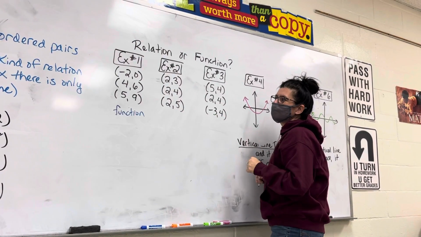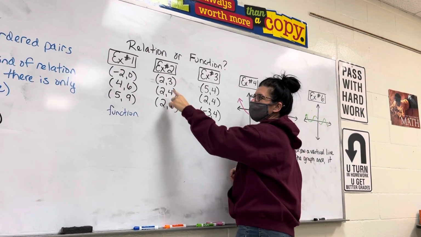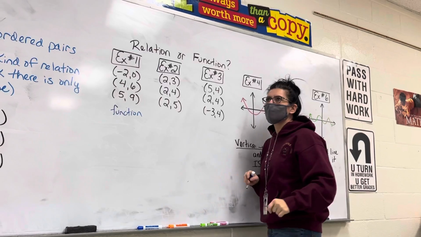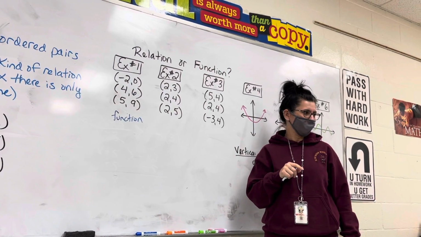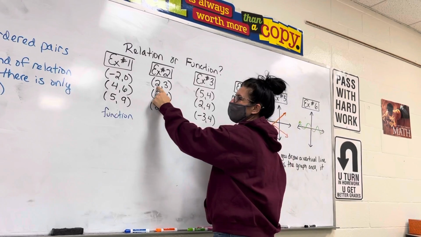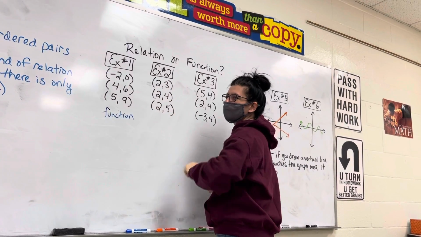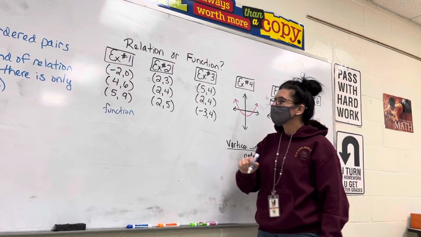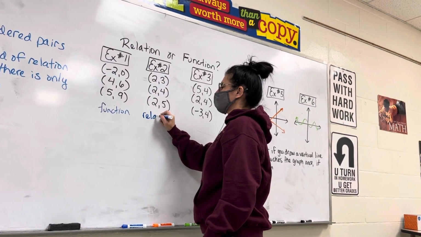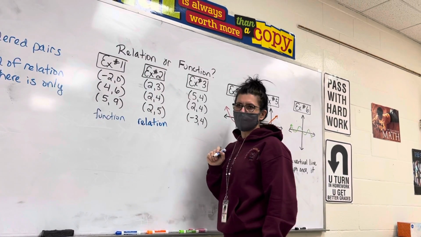Example 2. So let's look at our x's. For an x of 2, how many choices do I have for my y's? 3. You got lots of choices. So for an x of 2, you have a choice of 3, 4, or 5. Is that a function? No, it is not. So this one is called a relation. Just a plain list of numbers.